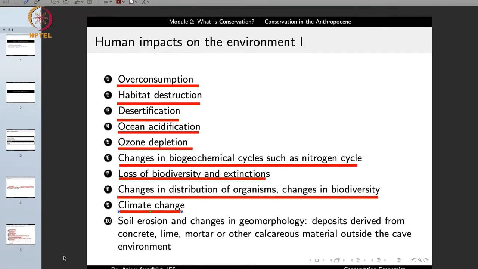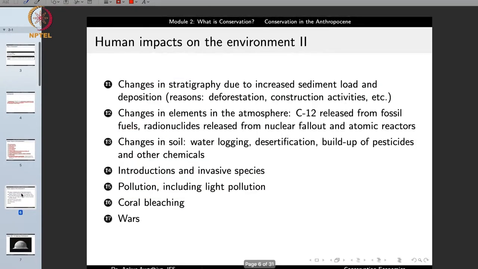We also have non-man-made climate change, but the level of climate change that is being brought about by human activities these days is so high that it has overwhelmed the natural levels of climate change. So this is another major human impact on the environment. Other impacts include soil erosion, changes in geomorphology. So changes in soil erosion, changes in geomorphology are also major human impacts on the environment.